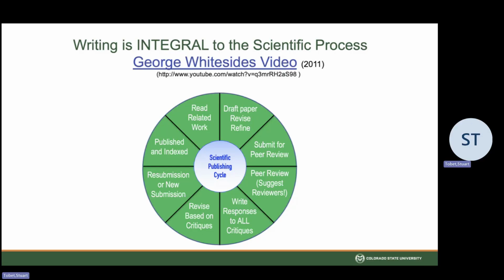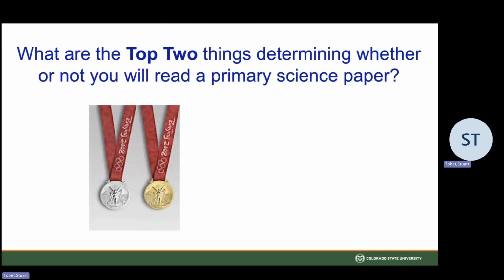take his advice. Right? So he starts by thinking that you can write from the first time you start your project. So write at the beginning, write while you're doing it, and write to the very end. And that's a piece of advice that I would give you today as well. The two top things determining whether or not people will read your science paper really are the two top things that we don't spend a lot of time putting together. It's usually the last two things that you actually think about, and that's the title and the abstract.